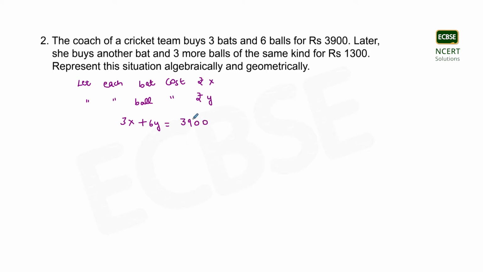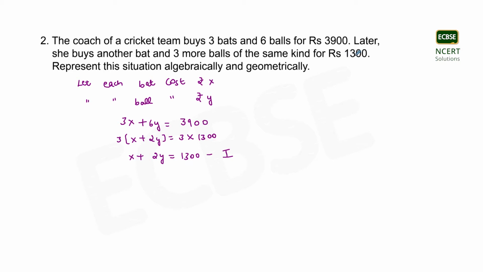3,900. Now simplifying this and taking the highest common factor, we can take 3 common and we'll be left with x plus 2y, and here we can write it as 3 into 1,300. So cancelling 3 on both sides, we'll be left with x plus 2y equals 1,300. Let us mark this as 1. This is the first linear equation of this question.